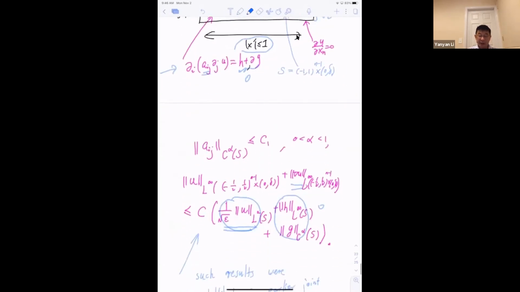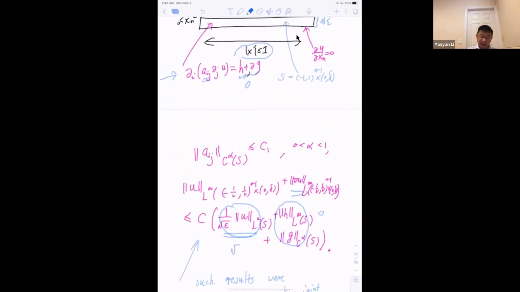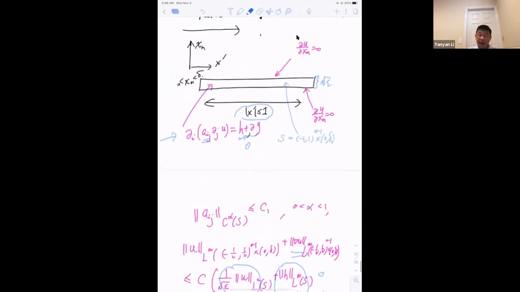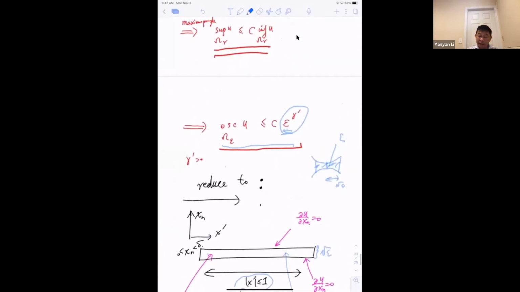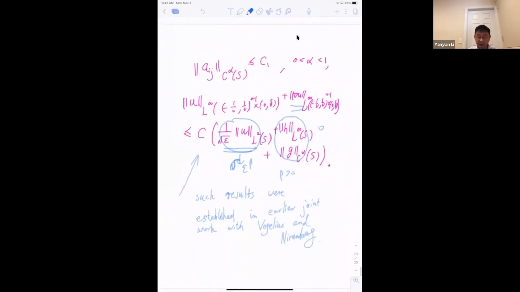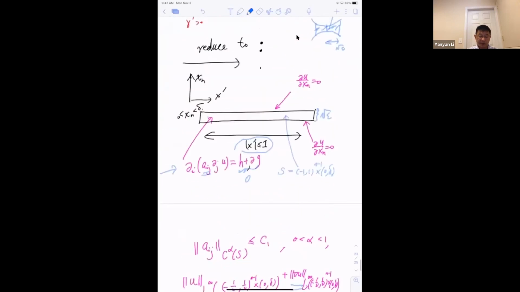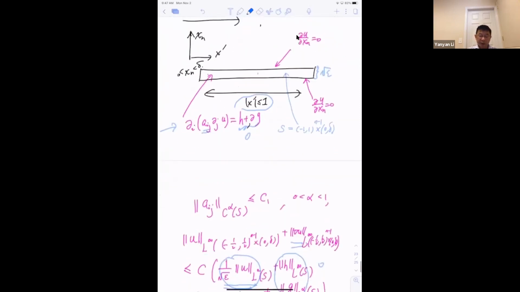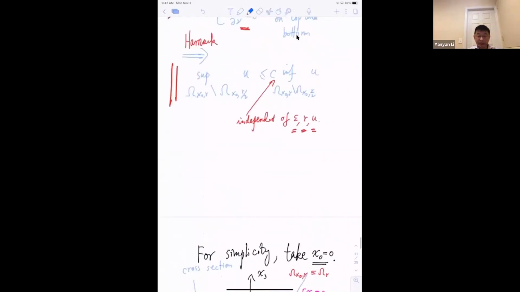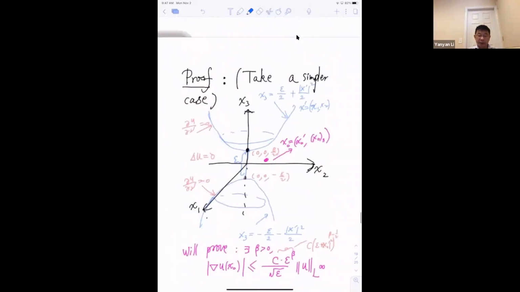So here we will gain epsilon to some beta to the whole thing. When we scale back, we have another root epsilon, and we get our result. This estimate is by some results in our earlier work with Vogelius and Nirenberg. So we are able to obtain such estimates. That gives the proof here.